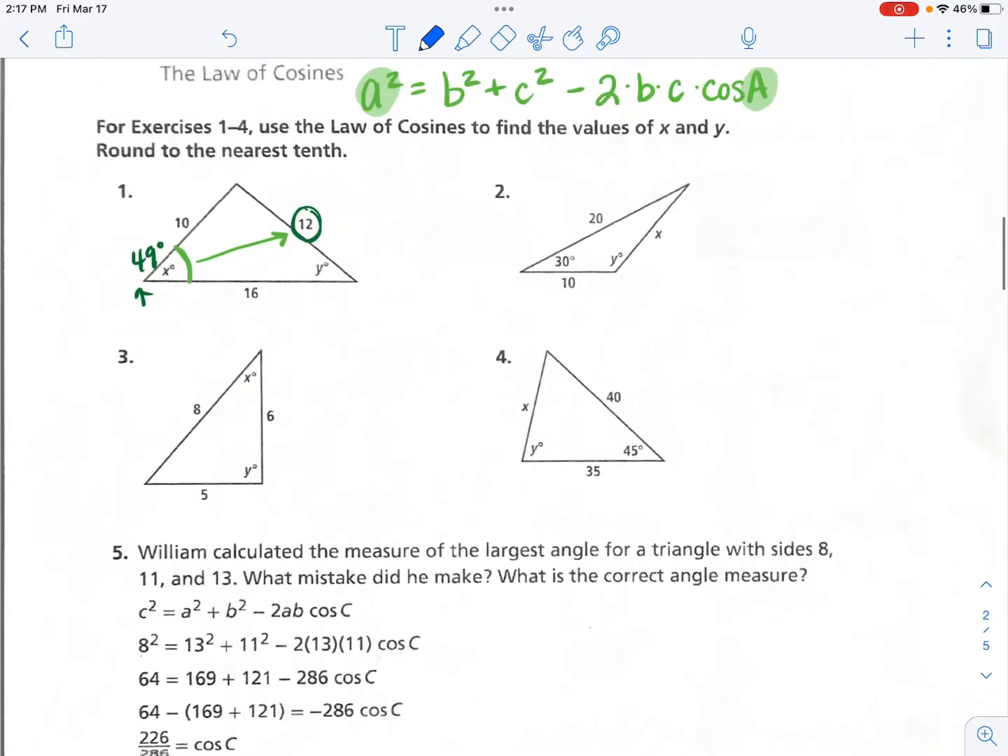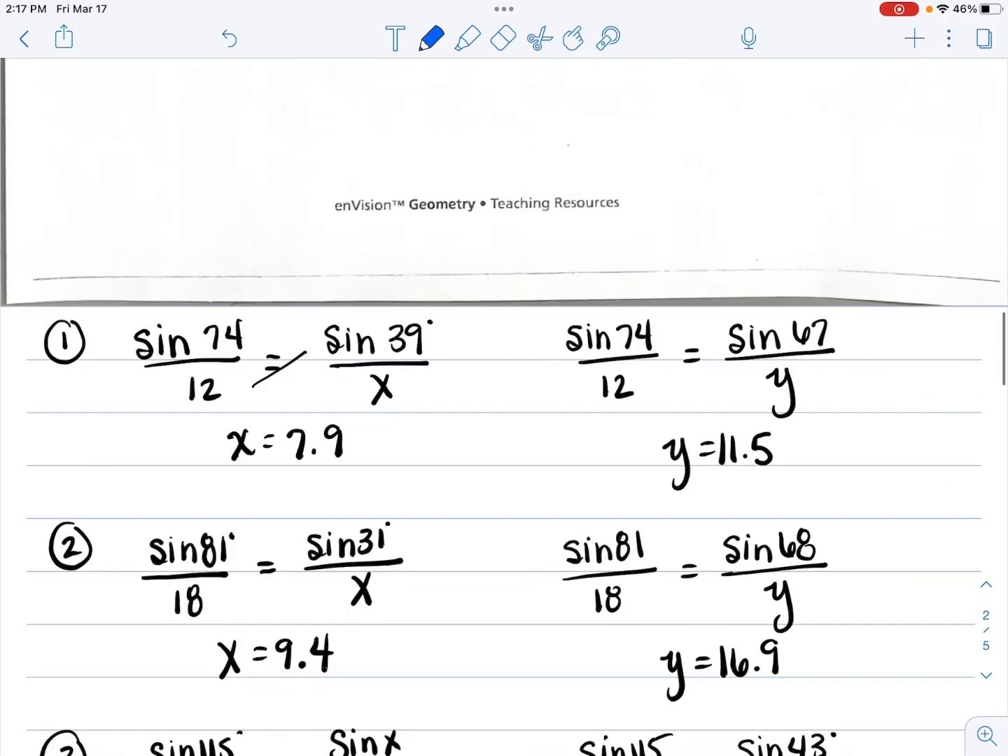All right, so let's look at number 2. Number 2 is not quite the same. I am looking for a side and an angle on this one. I'm going to find the side first. It's quite easy. I can see here that 30 degrees is across from the side that I'm looking for. And so that means my x is going to go in the front and the 30 degrees is going to go in the back. And of course, I'm going to use 20 and 10 in my formula.